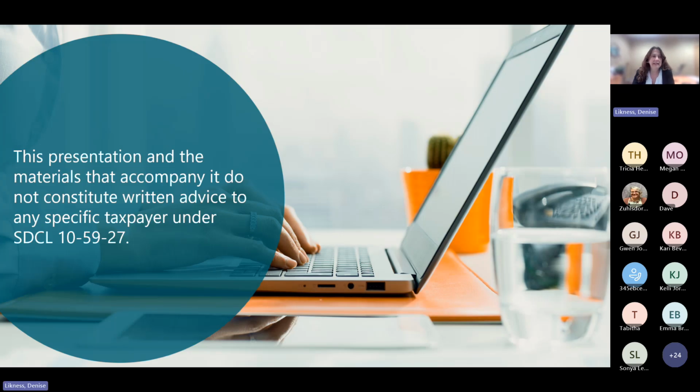I do have to do the legal disclaimer. This presentation and the materials that accompany it do not constitute written advice to any specific taxpayer under South Dakota Codified Law 10-59-27. So basically, it doesn't constitute written advice. If you do have a question and you want it back in writing, feel free to send an email to our email address that's on our website, or to the email you received from us yesterday or today, where Lisa's and my email addresses were both in there. Some people don't like to ask questions in the presentation, and that's perfectly fine. You can email us later and we will address it.